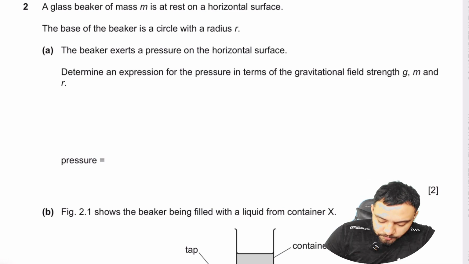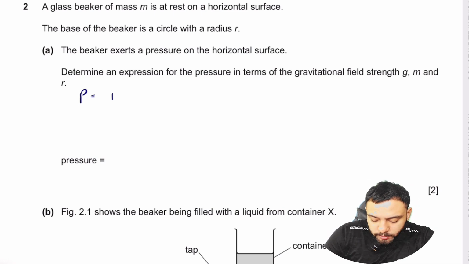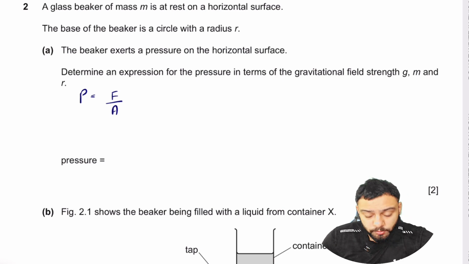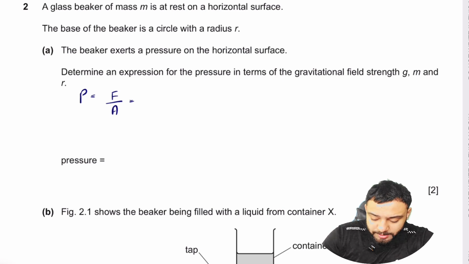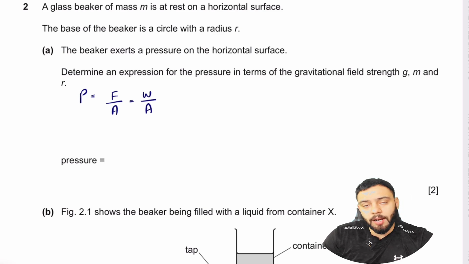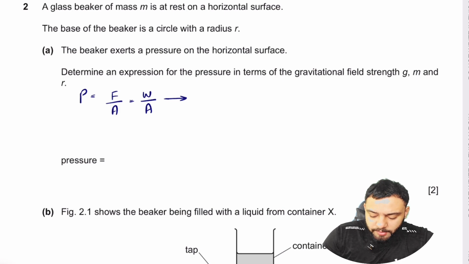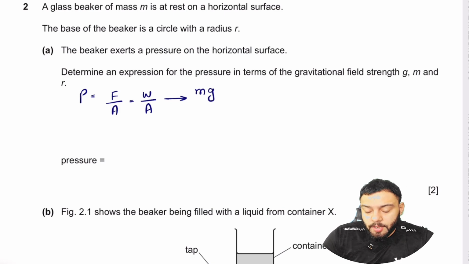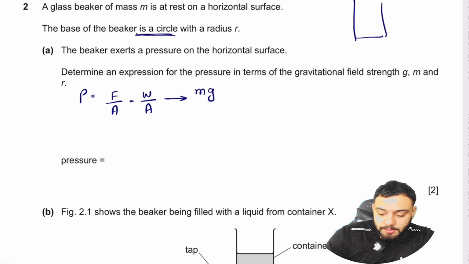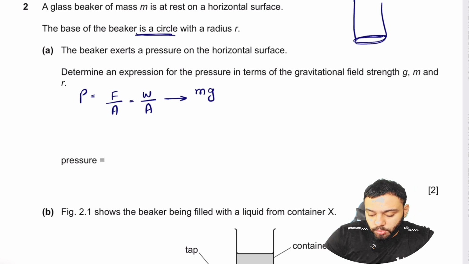Okay. So pressure is going to be equal to force over area. We have got the force. So basically the force is going to be the weight. And again, weight can be given as mass into gravity. Whereas since it's a beaker and it's written that the beaker has a circular base, the area would be given as pi r squared.